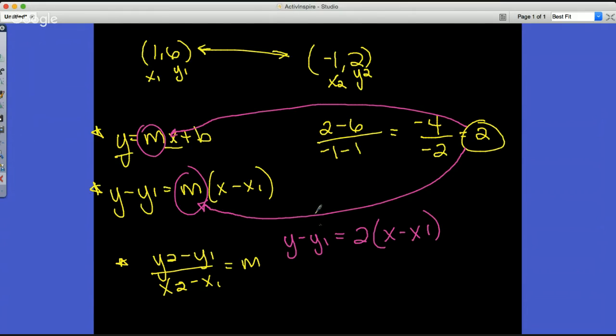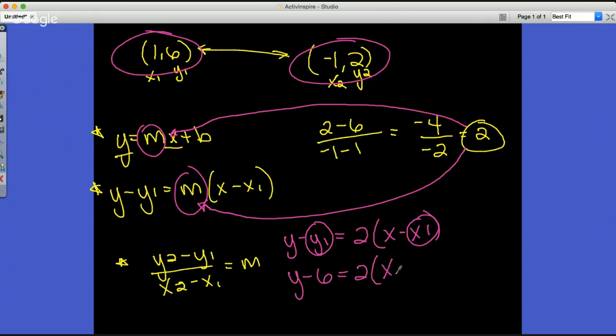Now, as I plug in, the important thing to note is that I can take either of these 2 points. Let's just do 1 and 6 since that's easy. So when I plug it into the bottom, 6 will go in for the y1, and x1 will be 1. So it should look like this. Y minus 6 equals 2 times x minus 1. Now that right there would be in point slope form.